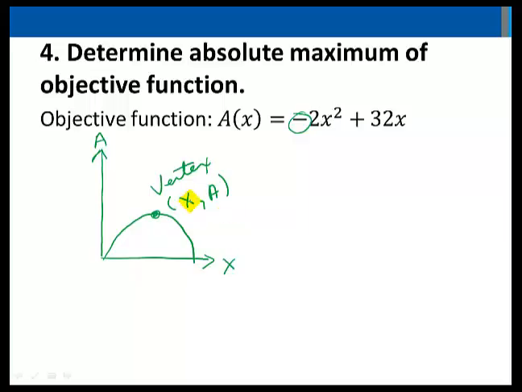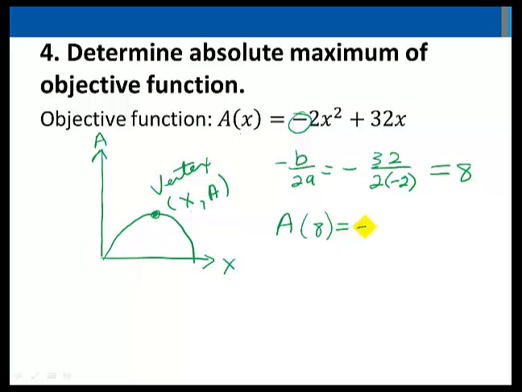So to find the x coordinate of the vertex, we'll take negative b over 2a, which will be negative 32 over 2 times negative 2, and that is equal to 8 feet for our width of the flower garden. For the area, we find A of 8, which would be negative 2 times 8 squared plus 32 times 8. The maximum area then is going to be 128 square feet.